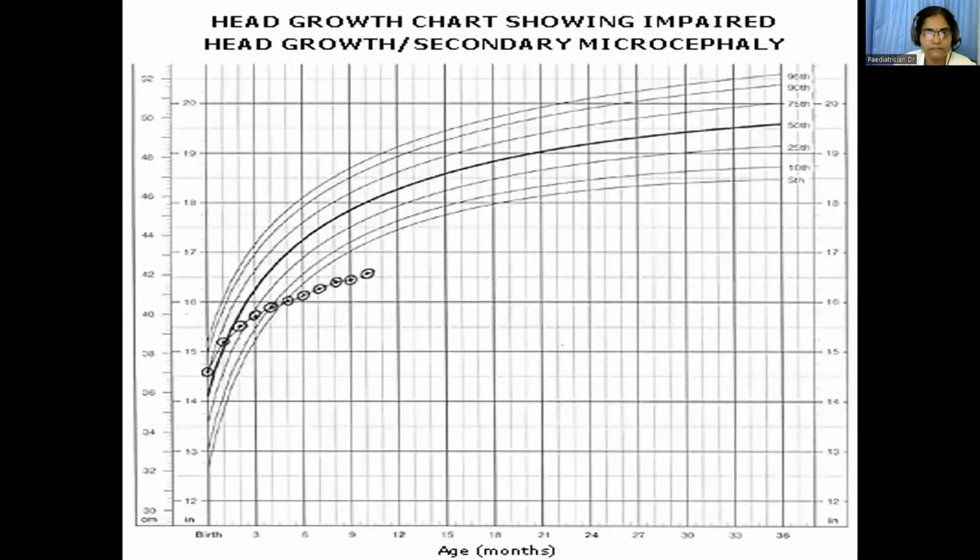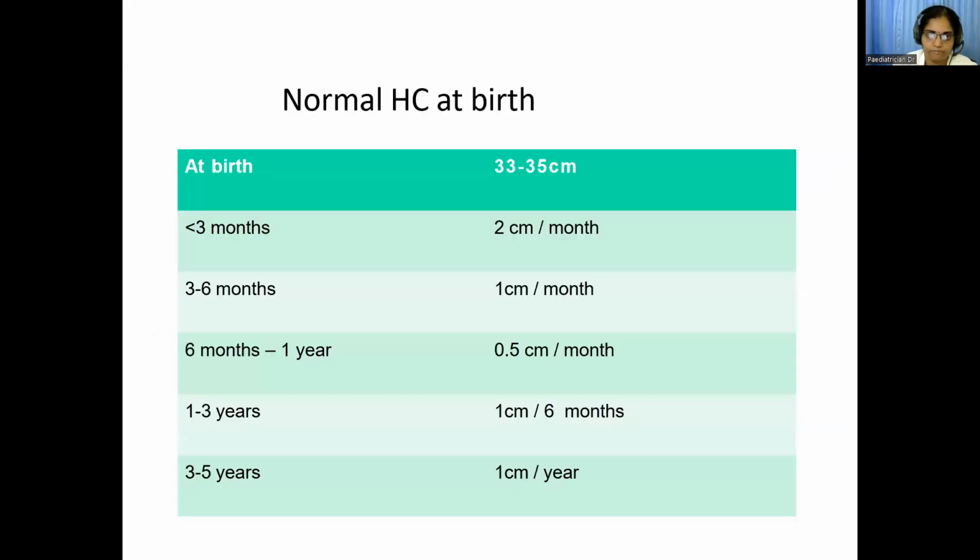So this is the head growth chart showing the impaired growth or secondary microcephaly. This is an example where you have age on the x-axis and on the y-axis you have the measurement. So here you plot and you make out any significant difference.